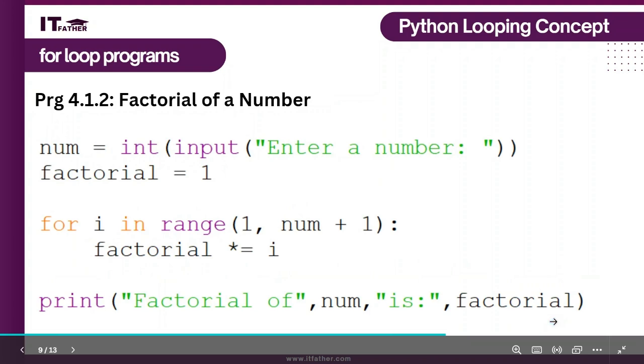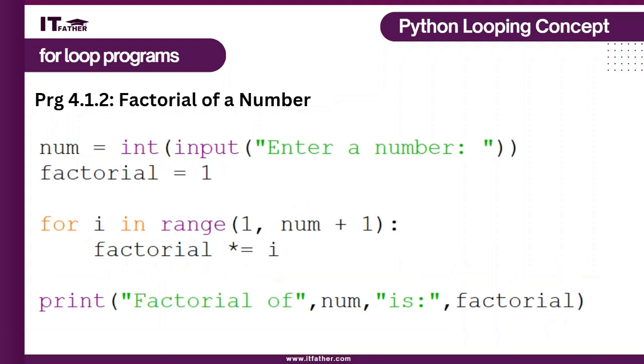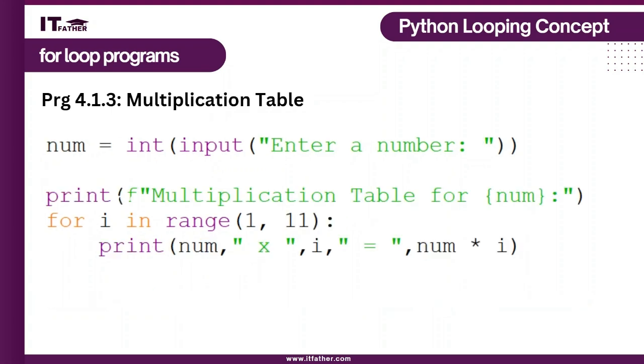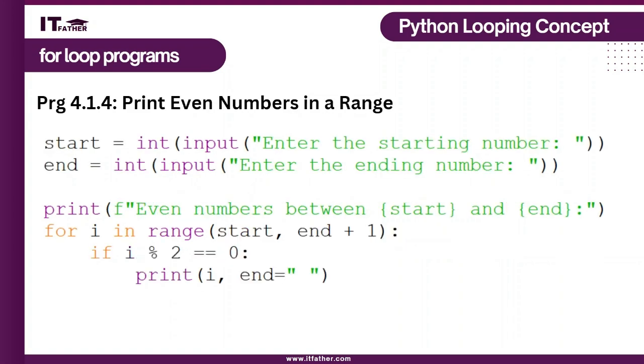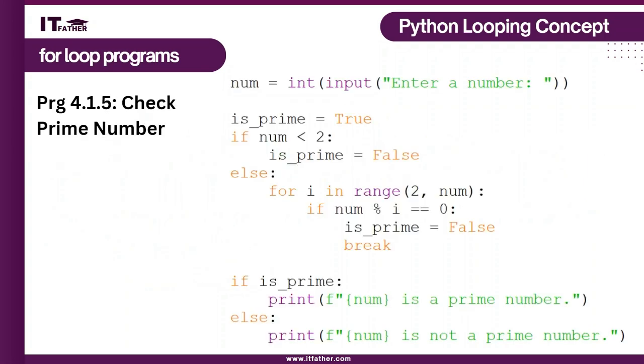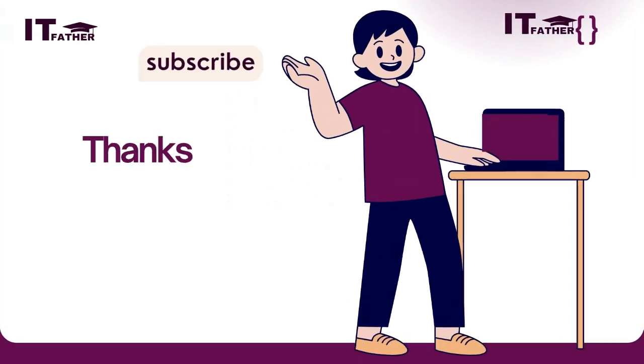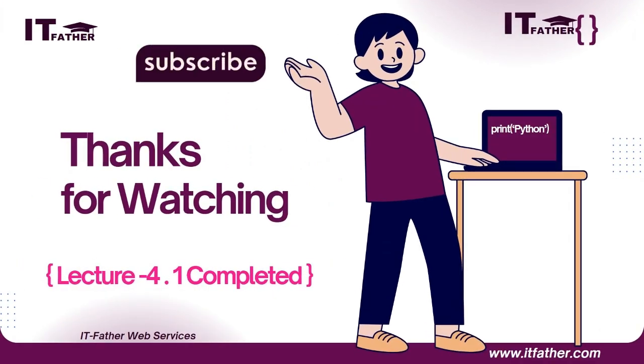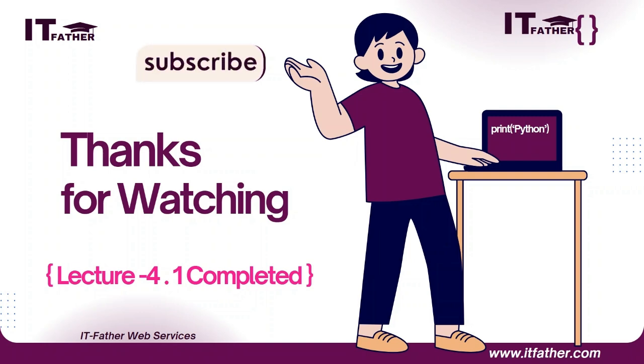In the same way, if you want to find the factorial of a number, you can do this with the help of for and the range function. All these examples you can do on your computer or laptop and check the output. You can print a multiplication table, find the even numbers in a range, and check for prime numbers. The examples are given, you can check them. If you still have doubts in the for loop, you can ask me in the comments.